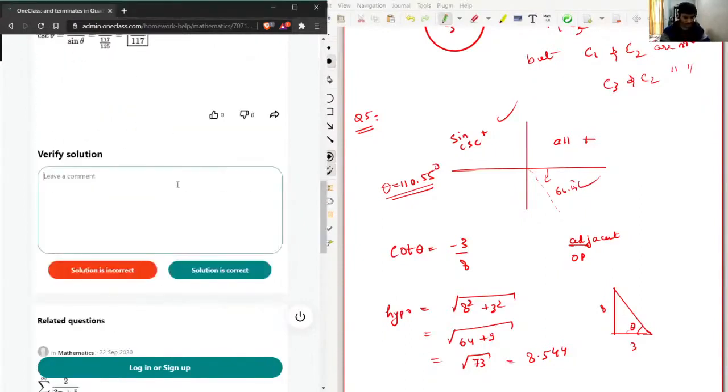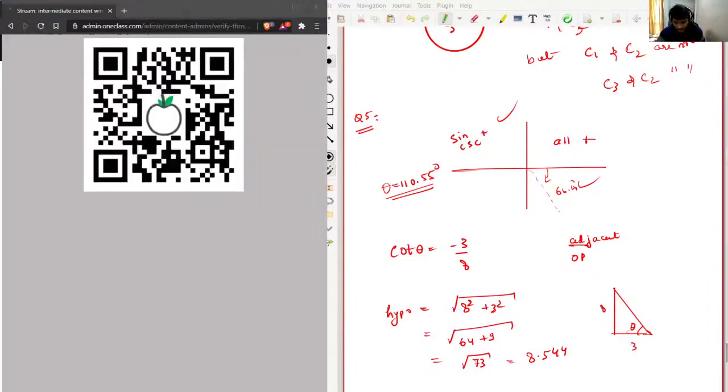So I'll just write correct solution, and then good work, solution is correct. And we'll be going to our next question.